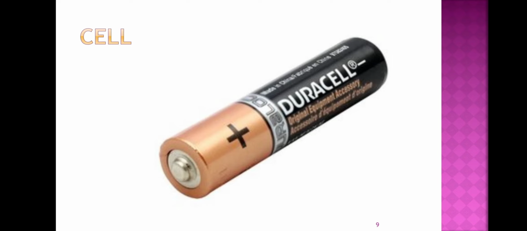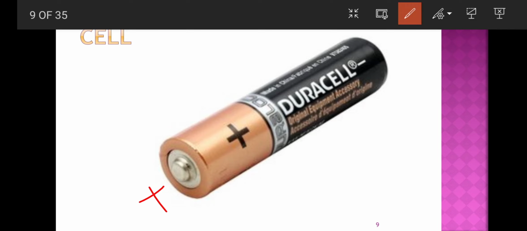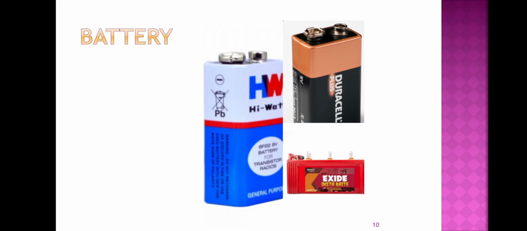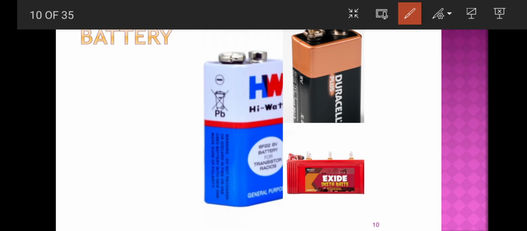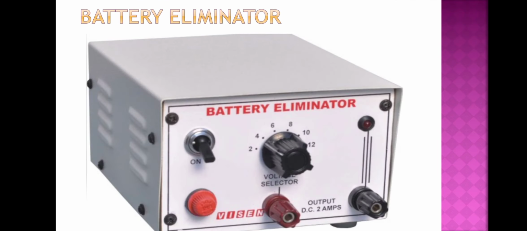This is a cell. I think you are familiar with a cell. This is the positive terminal and this is the negative terminal. And this is a battery, a group of cells, as I already discussed. Here we have two terminals, positive and negative. This is a bigger range battery which will be used in a car.